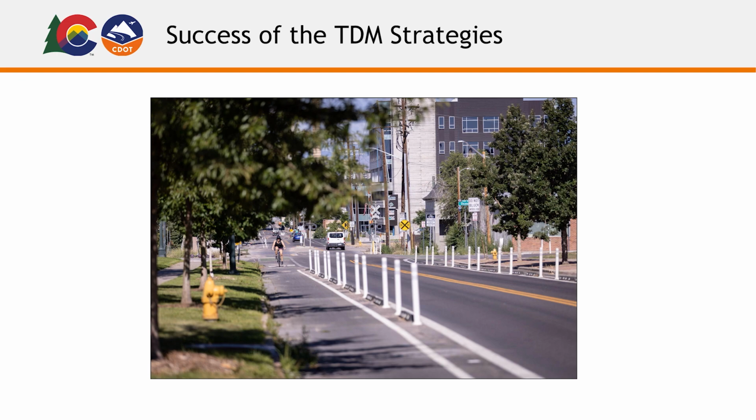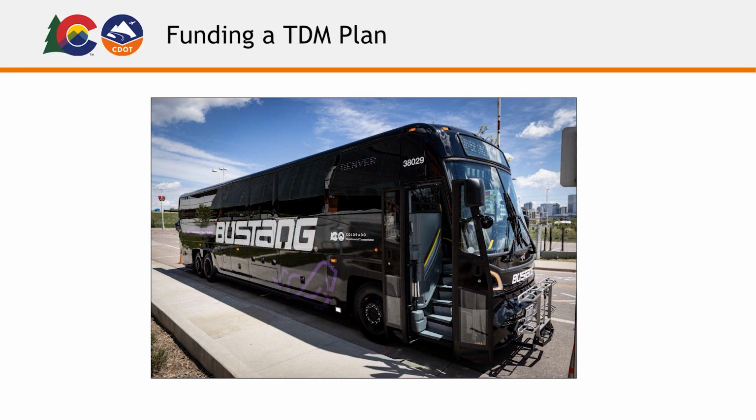Now let's briefly look at TDM funding. TDM strategies are often implemented at the end and are the first things to cut from the budget. Identifying funding early on ensures that they are included in the project. You may also want to budget TDM strategies or have a plan during construction. We will have another video that overviews TDM funding sources in more detail.